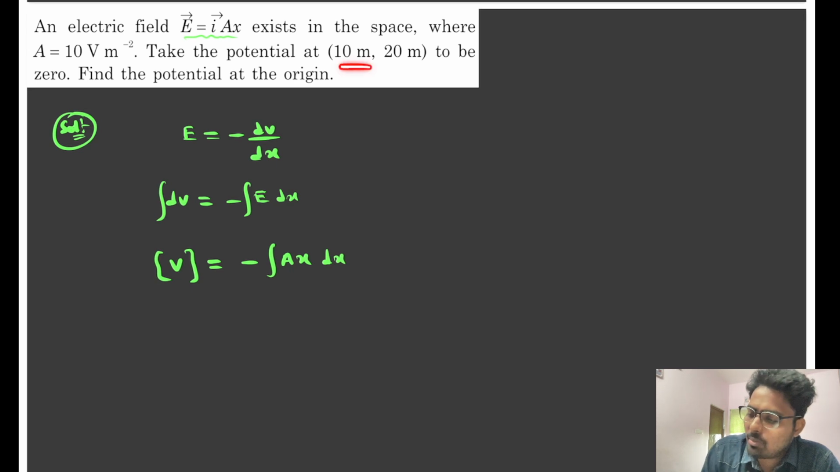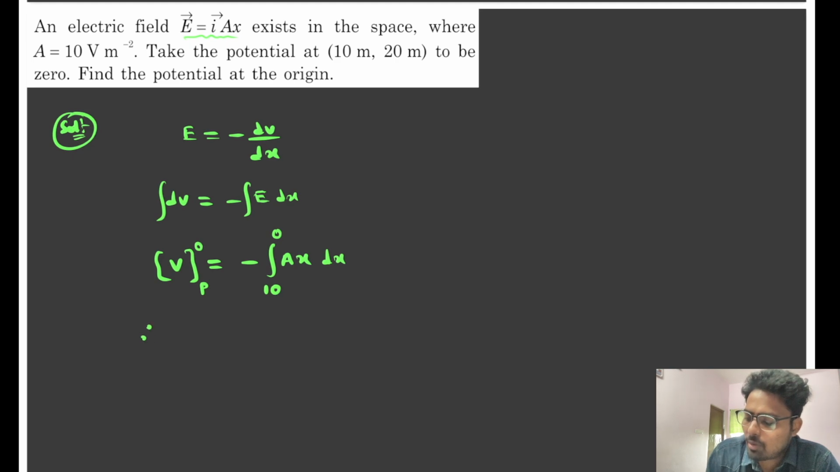And the limits of potential, from where to where will I take? Here they're telling us from this point, let's say point P, to the origin. So that means the x coordinate of point P is what? We should only bother about the x coordinate. The y coordinate doesn't matter for us because there is no y term here, so there is no y component in the electric field. The x coordinate changes from 10 when it is at point P, and when it is at the origin, the x coordinate will be 0.